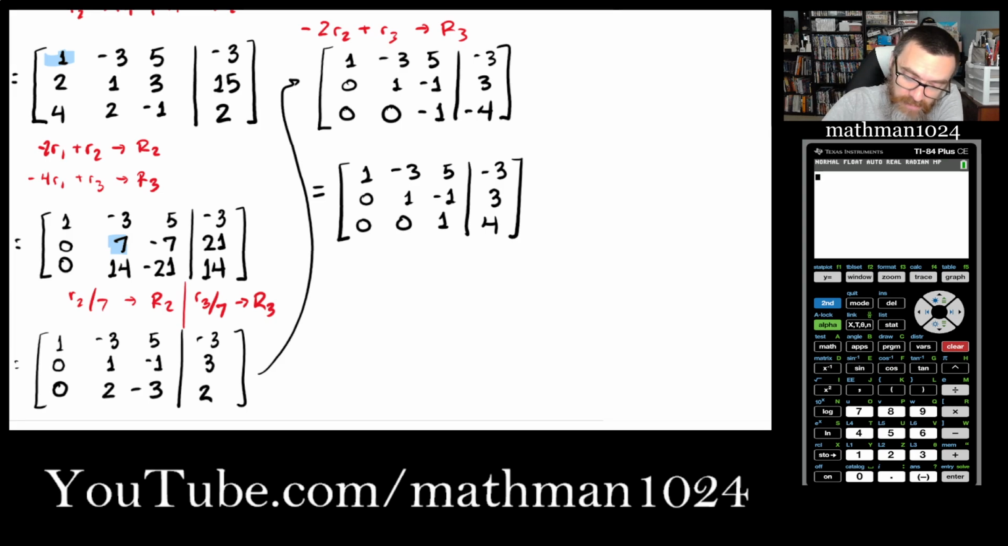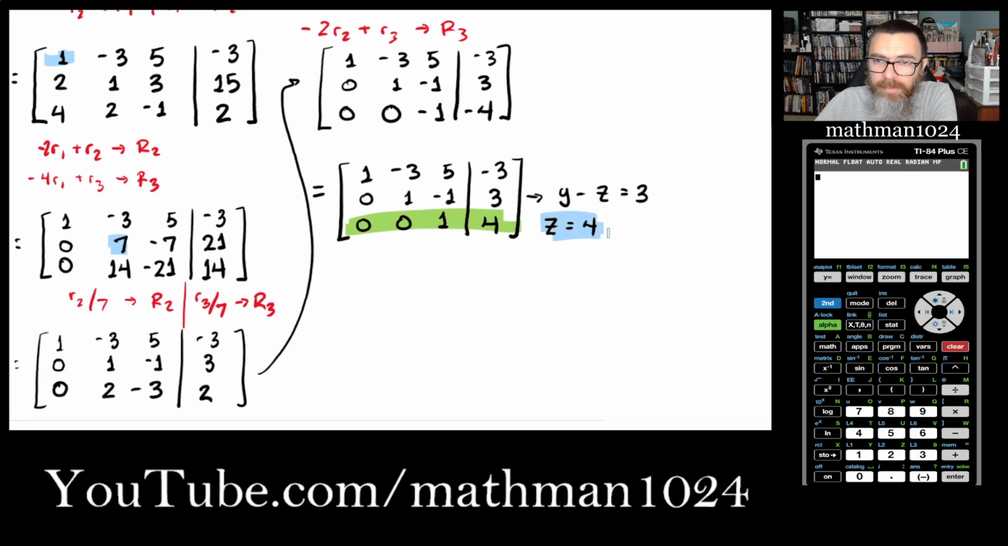And you could say, from this row right here, that means that z equals 4. Okay. From here, this means that y minus z equals 3. So we have one coordinate. Let's use this guy right here. So that means y minus 4 equals 3, so y equals 7. That is another coordinate for our solution.